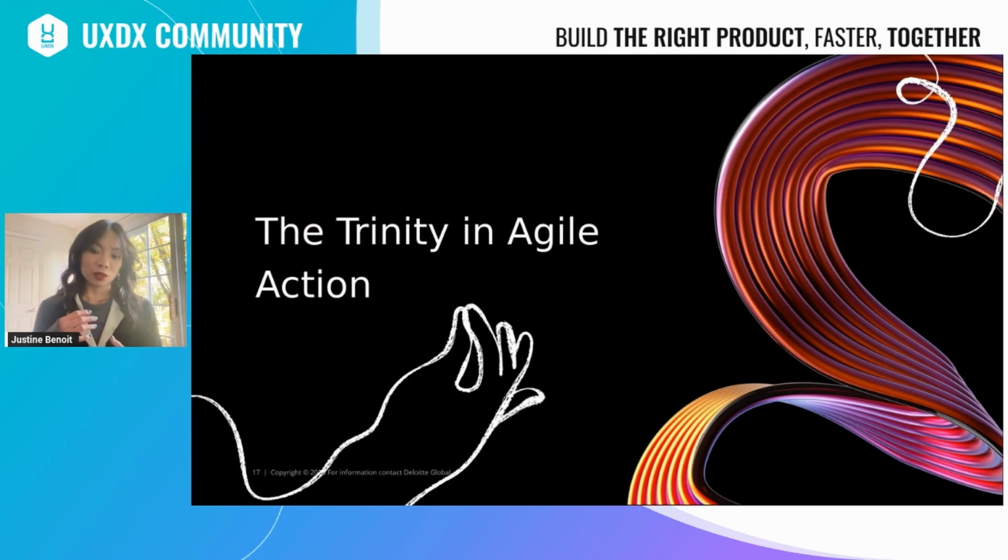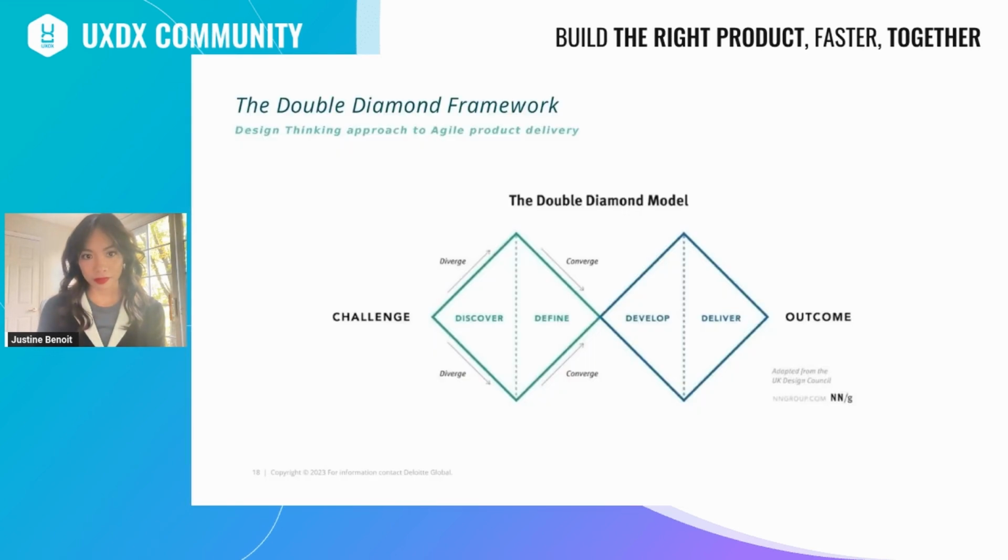So now that we have a definition of what an agile team is, what an empowered team is, and what the roles and responsibilities are for each cross-functional team, let's see the Trinity in agile action. So we begin with the double diamond framework, which is a design thinking approach to agile product delivery. In the double diamond, you notice at the beginning during the discovery phase, there's a diverge, and then when you get to define, you converge, and you kind of as a unit go into develop and deliver.